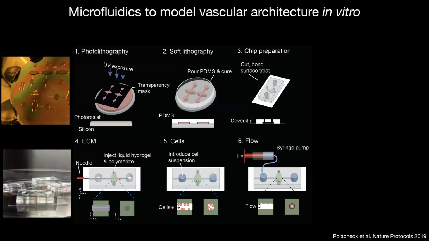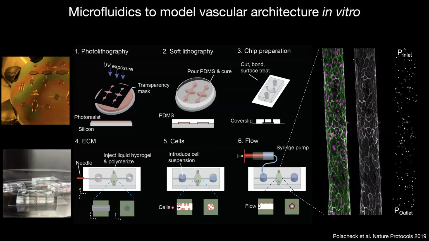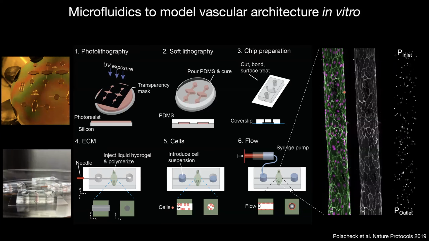Here we're just showing a single needle or a single channel, but we can create things like divergent channels or multiple channels in parallel or in series as necessary for a given biological question. But what we end up with are things that look a bit like blood vessels or smaller blood vessels.